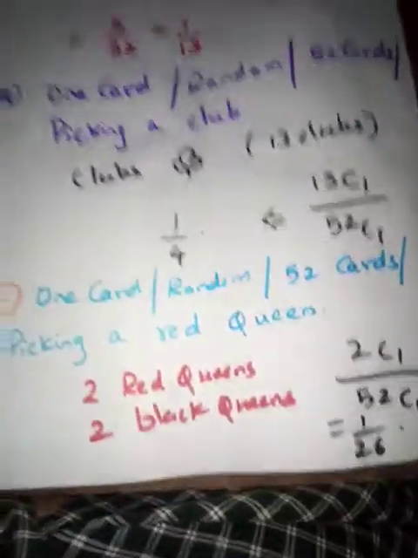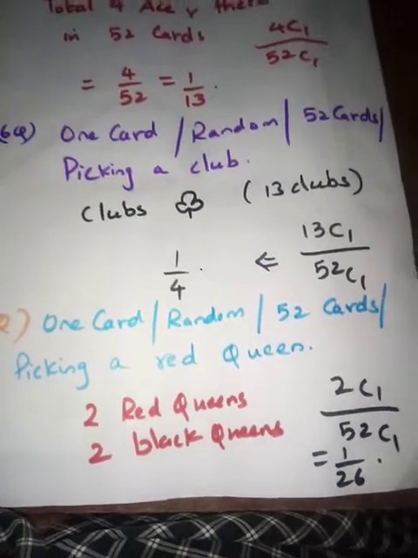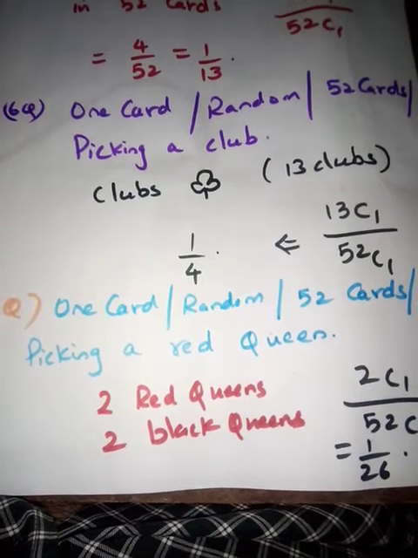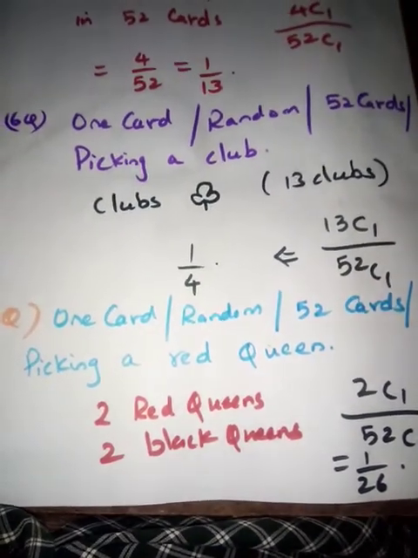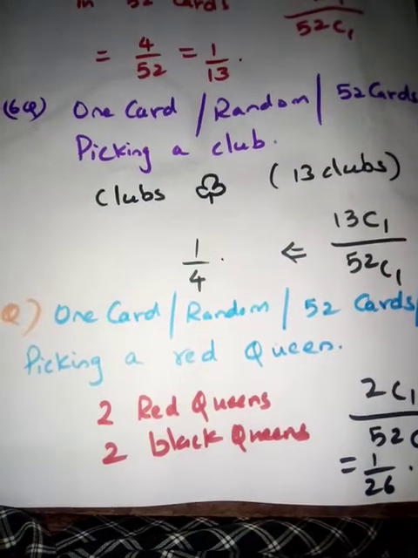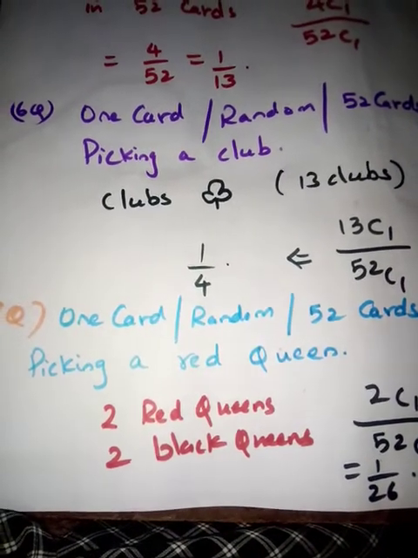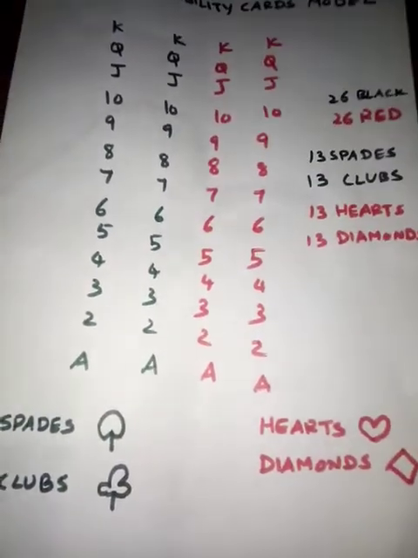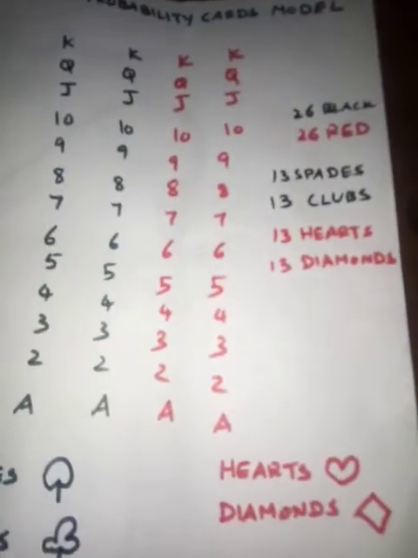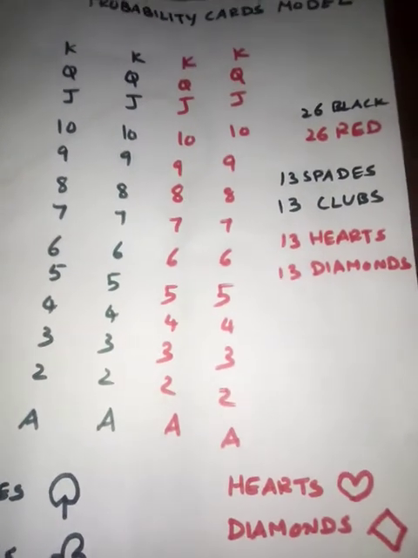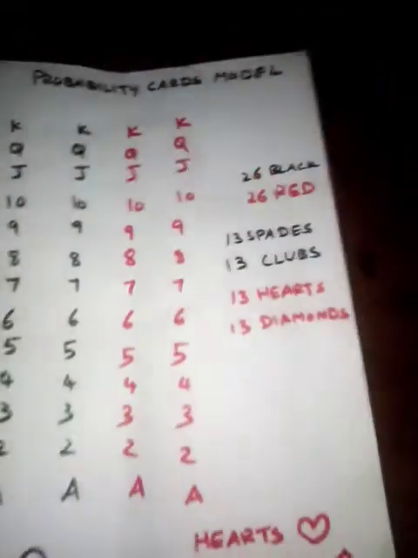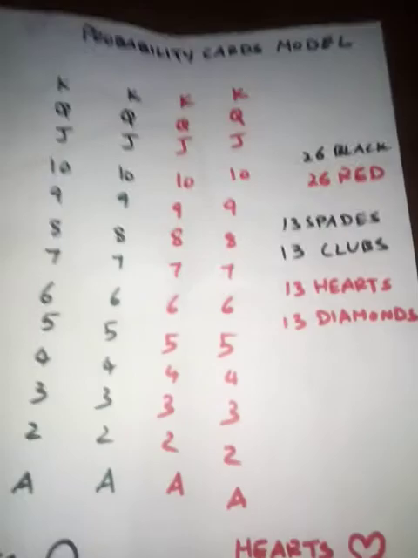Let's go to the next question. One card is drawn at random from 52 cards. What is the probability of picking a red queen? Now let us see the red color cards. There are 26 red color cards. Now there are two queens in these 26. In the first suit, in 13 cards there is one, and in the other 13 there is the second one. So there are two queens in these 26.